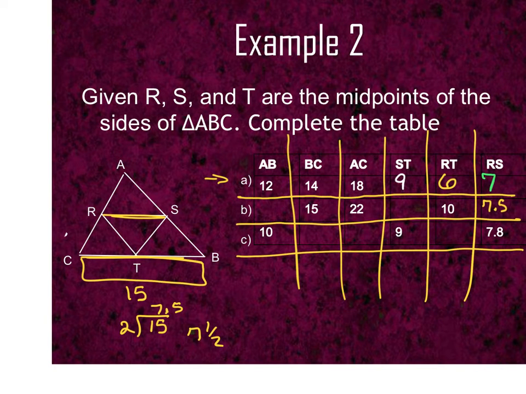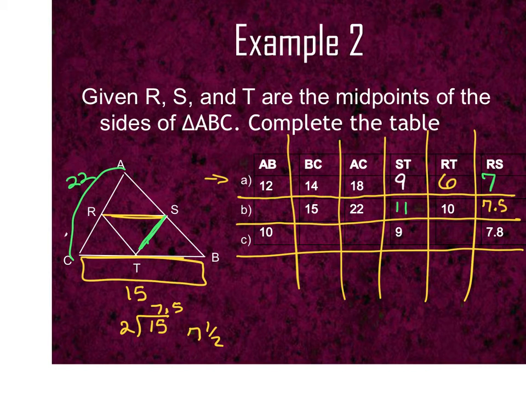The next piece of given information is AC. AC is over here. It's 22. So to find the length of the midsegment that it's parallel to, ST, 22 divided by 2 is 11.